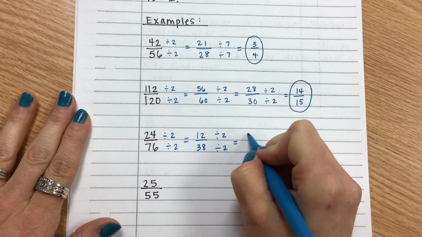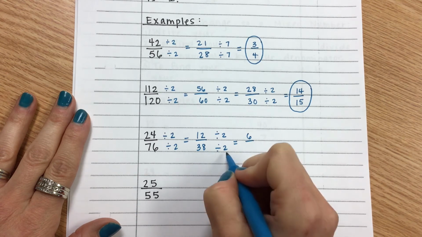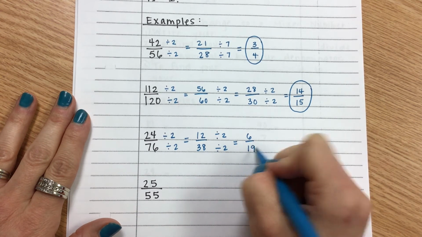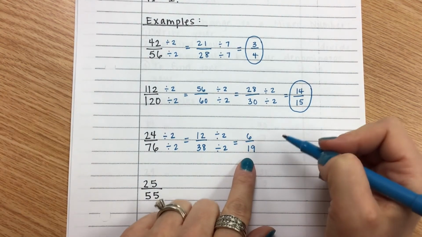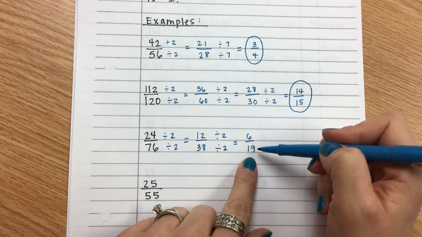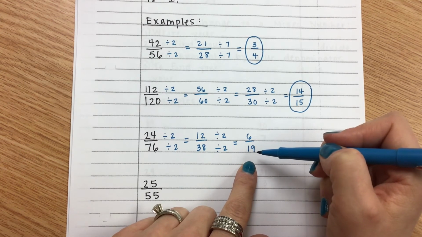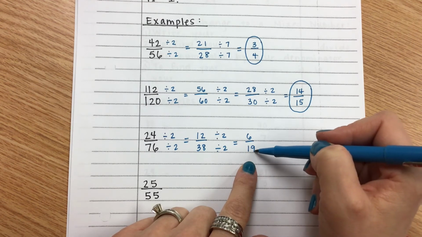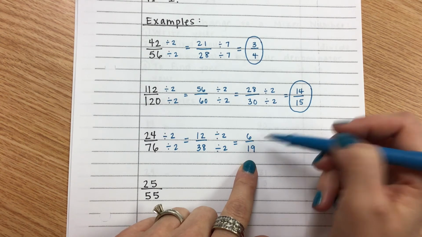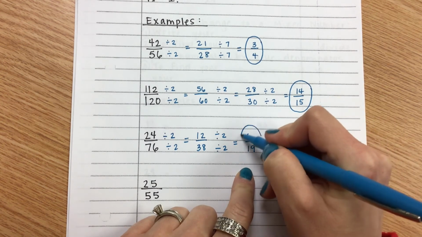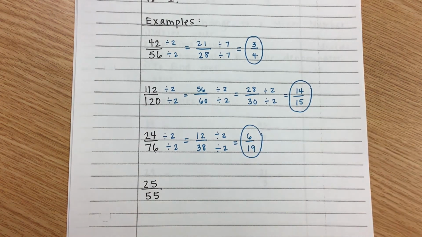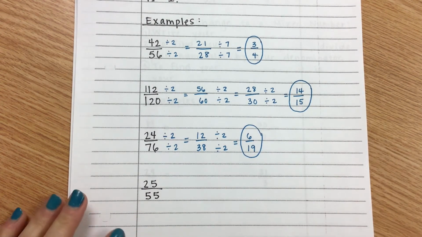12 divided by 2 is 6. 38 divided by 2 is 19. So something else I want to talk about is this number 19 is a prime number. That means the only numbers that you multiply together to get this number are 1 and 19. So I know that the only number that will go into both 6 and 19 is 1. So it's in simplest form.